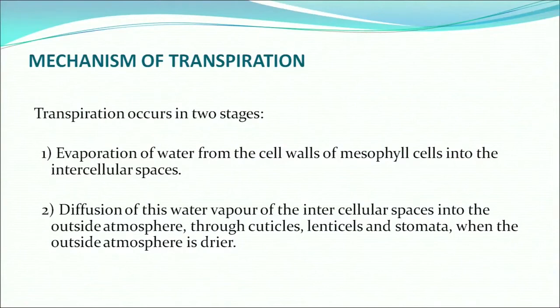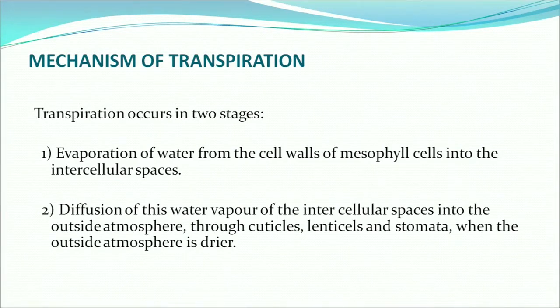Now come to the most important point, transpiration, because transpiration plays an important role in mineral salts absorption, absorption of water, and also the cooling system. So, transpiration occurs in two stages. First of all, the evaporation of water from the cell walls of mesophyll cells into the intercellular spaces, of course. Next, the diffusion of the water vapor from the inner cellular spaces into the outside atmosphere through cuticles, lenticels and stomata that you have gone through.